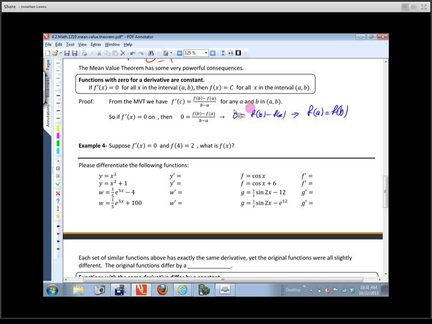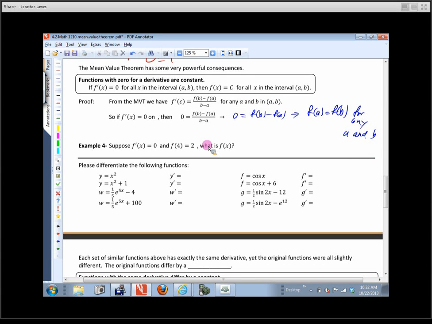And since it doesn't matter what choice we have for a and b, we can choose any points a and b for the particular function. The mean value theorem better be true. So what this says is no matter what points you pick for a and b, the function values are all the same for any a and b. So if it's for any a and b, that means they've all got to be equal to each other.